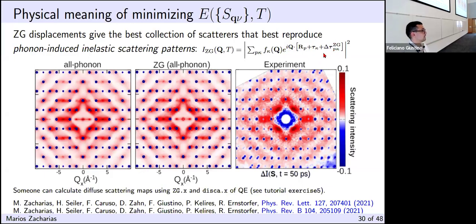If we don't have any displacements and have all the atoms at static equilibrium, we only get elastic scattering, the blue dots. If we include the special displacements, we get this diffraction pattern, which is almost equal to the exact result, and if we compare with the experiment, we get very good agreement. So what's the physical meaning here? We can imagine that these displacements give a representative snapshot at thermal equilibrium, which gives essentially the best collection of scatterers that can, for example, reproduce phonon-induced inelastic scattering patterns.